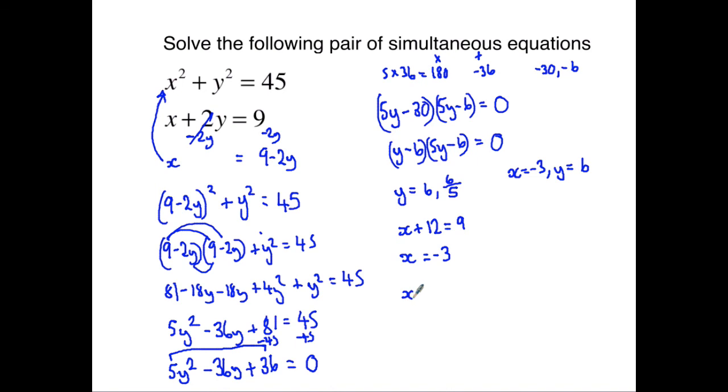And for the other one, it's putting 6/5 in. So I've got x plus 2 lots of 6/5, which would be 12/5. And that equals 9. So by taking that away from both sides, we're in effect taking away 2 and 2/5. So it's 9 take away 2 and 2/5. And the answer to that is 6 and 3/5. So the other solution lies where y is 6/5, and that is x is 6 and 3/5.